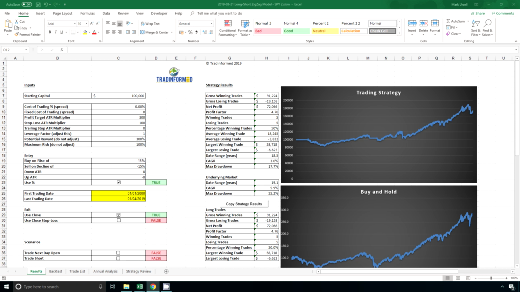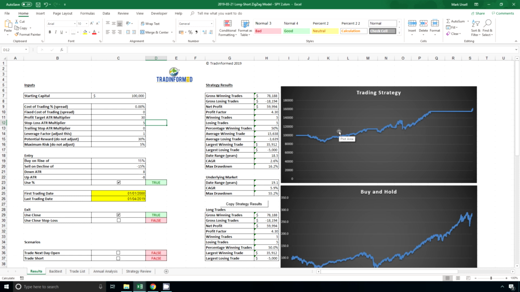Another thing we can do with this model is change the profit target and stop loss. So I could, for example, set a profit target of 30 and a stop loss of 5. So we've got a 6-to-1 reward to risk ratio. And we can see that it changes the nature of the results.